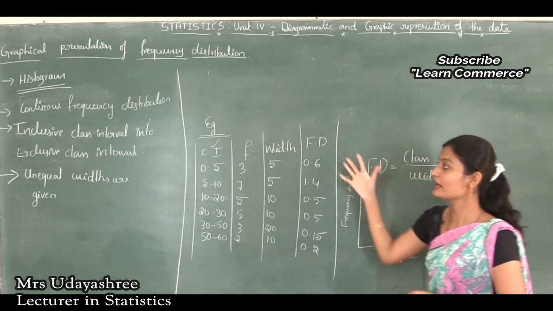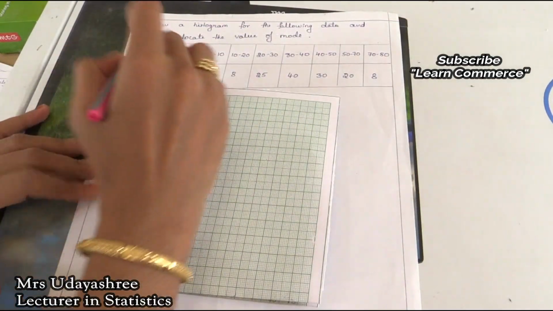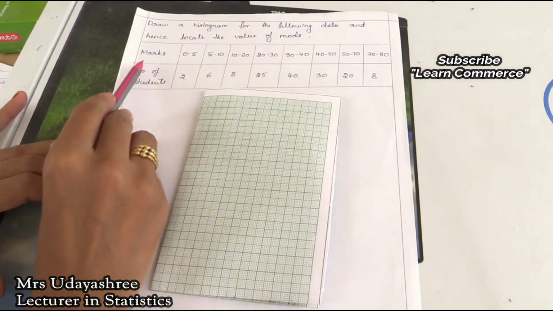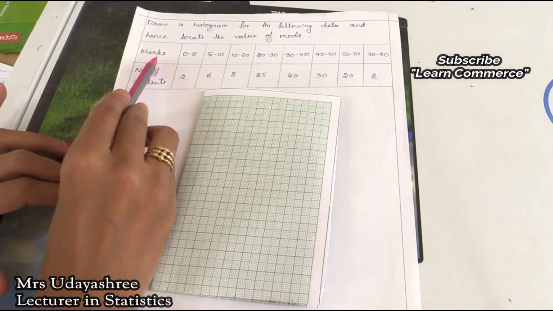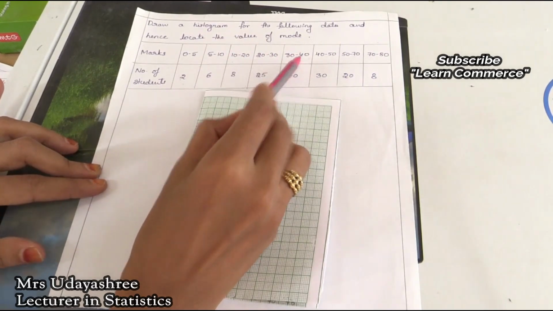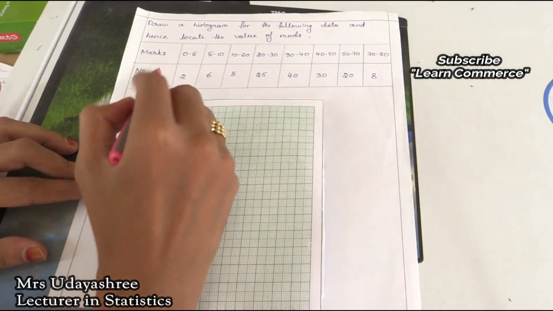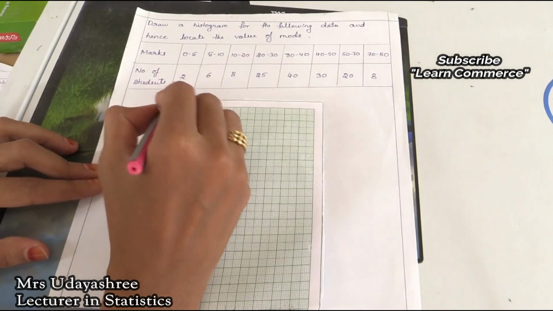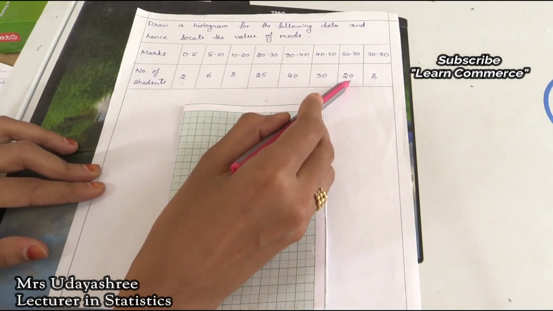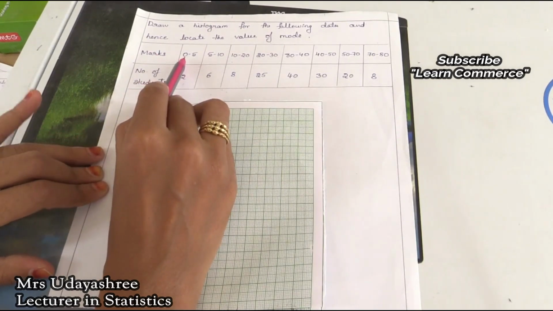Now let's see how to draw a histogram in the unequal width case. Let's see problem number 1: draw a histogram for the following data and hence locate the value of mode. The given information is marks and number of students. The marks are 0 to 5, 5 to 10, 10 to 20, 20 to 30, 30 to 40, 40 to 50, 50 to 70 and 70 to 80, and the frequencies are 2, 6, 8, 25, 40, 30, 20 and 8.